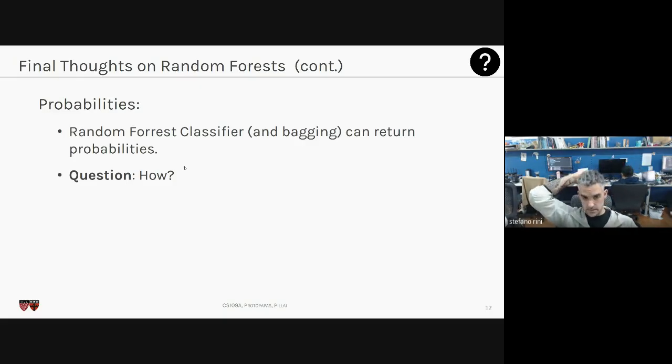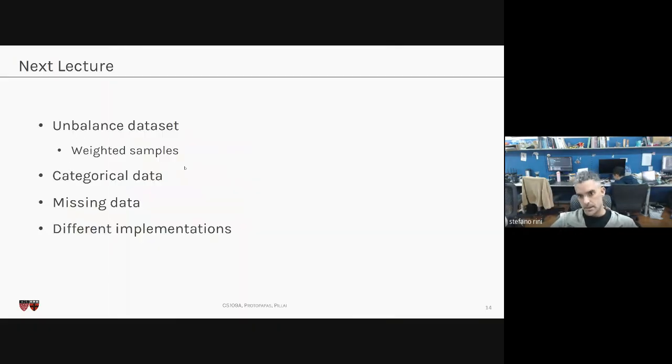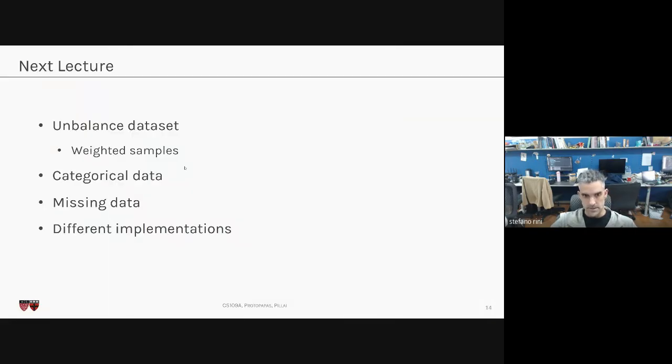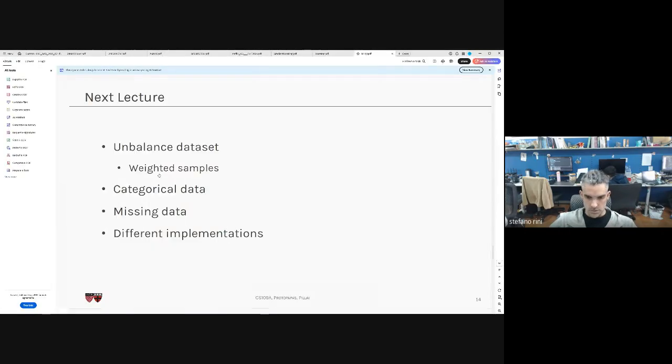Again, the issue of calibration. So we can use random forest classifiers to return the probabilities. And these are features in the next topics that we're going to see. Okay, good. So this was a little bit of a reminder.